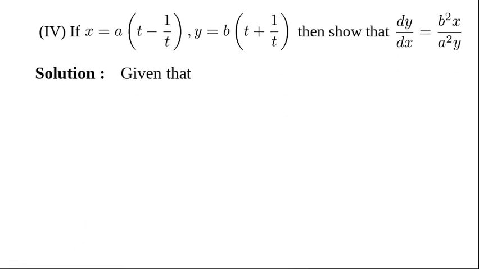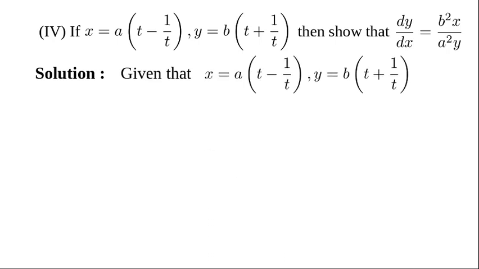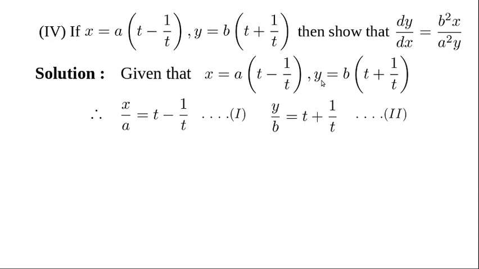And here we have x equal to a into bracket t minus 1 upon t and y equal to b into t plus 1 upon t. And we are asked to show that dy by dx equal to b square x upon a square y. And here also we try to eliminate t from the given equations. So here what we do is we cross multiply this a and here b. So we get x upon a equal to t minus 1 upon t. Let me call it as 1, equation 1. And the second one is y upon b equal to t plus 1 upon t, equation 2.